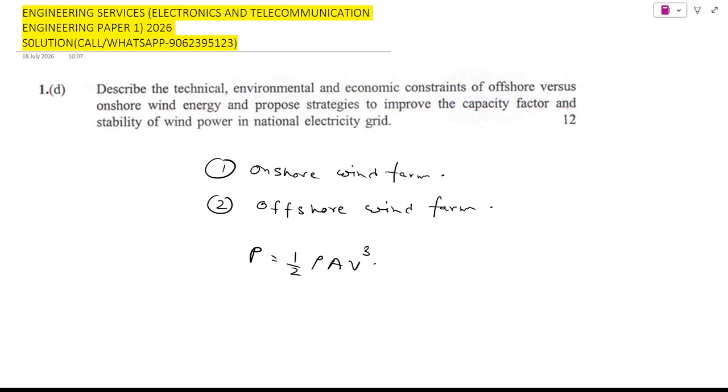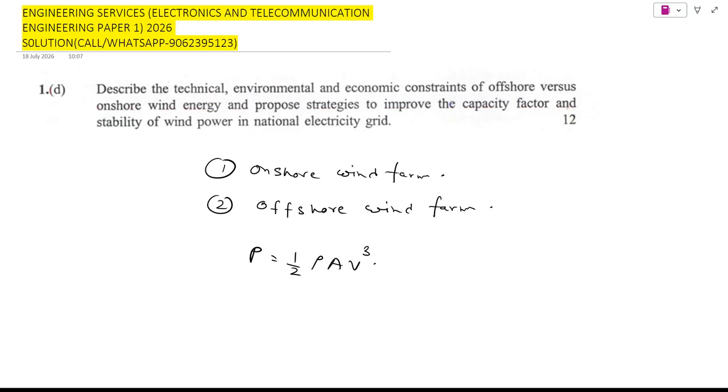Okay. Now, let's compare. For the onshore, basically the installation is easier, maintenance is easier, roads are available, and wind speed is lower and more turbulent. Okay, and there are smaller turbines basically. And if I talk about the offshore, then it has very difficult marine installation, and maintenance requires ships and cranes, and marine logistics are required, and wind speed is stronger and steadier, and larger turbines are possible.